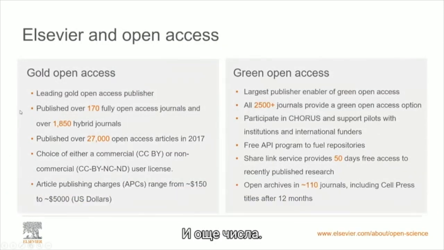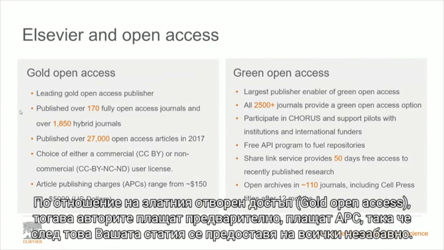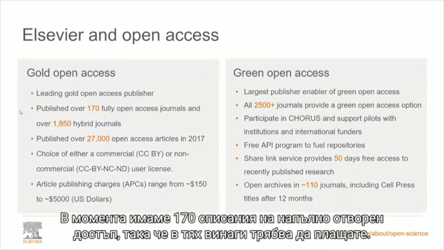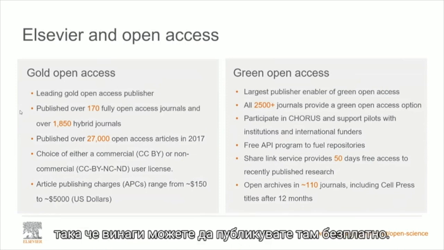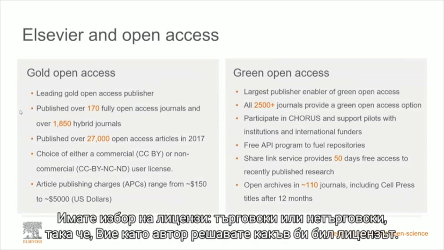And more numbers in terms of gold open access. Gold open access is when you pay up front, pay the APCs, so you recover the expense of publishing, and then your paper is made available to everyone instantly. We currently have 170 fully open access journals, so in those you always have to pay. And we have more than 1,850 hybrid journals where open access is optional, so you can always publish there for free. You have a choice of licenses, commercial or non-commercial, so you as an author decide which license that would be.